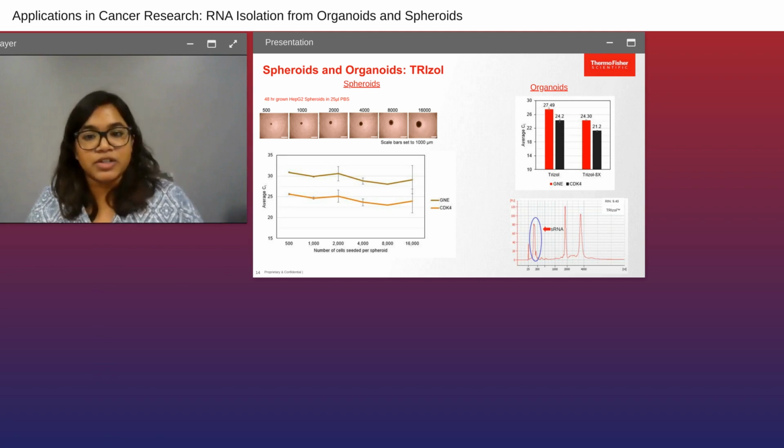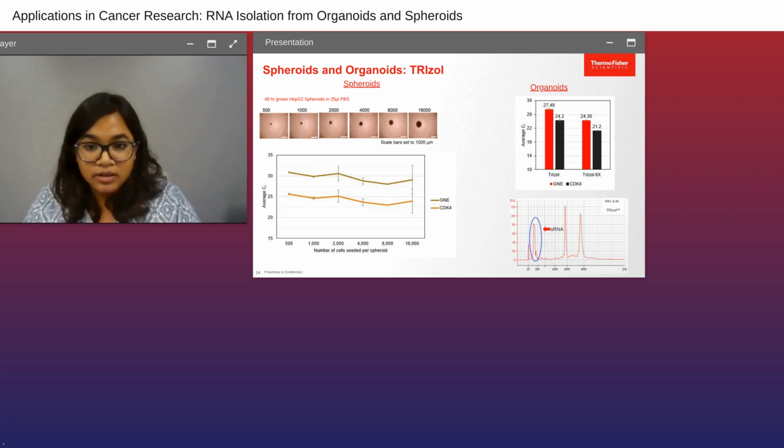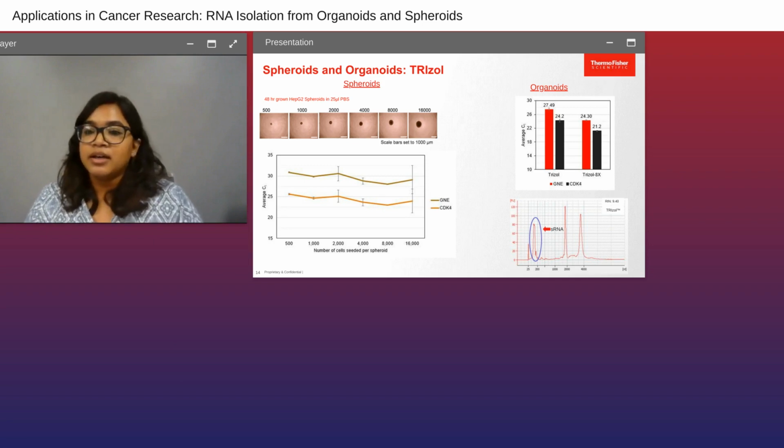So we're going from 500 to 16,000. And you can see that there is quite a bit of variability with the Trizol extraction. We may have possibly lost a little bit of cellular material looking at the 2,000 and the 16,000 data sets. And that's why you see a lot of variability in the error bars.